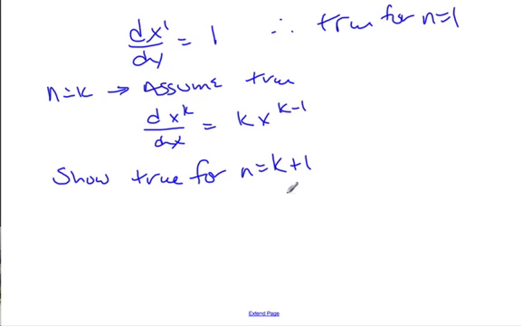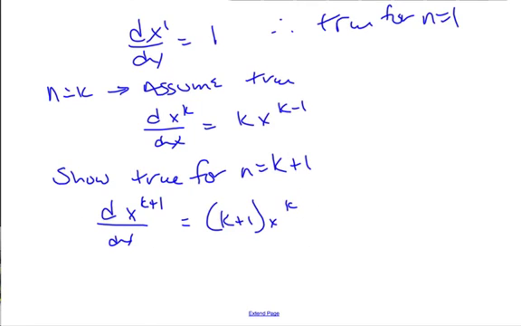If I want to show it's true for n equal k plus 1, I want to show that the derivative of x to the k plus 1 with respect to x equals k plus 1 times x to the k. This is by the formula. I want to show that this is true.